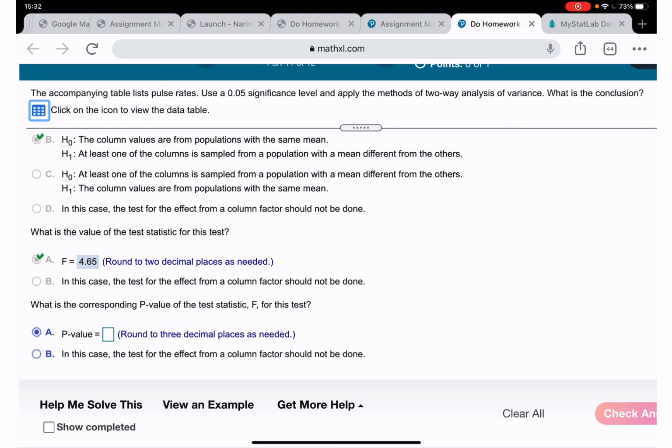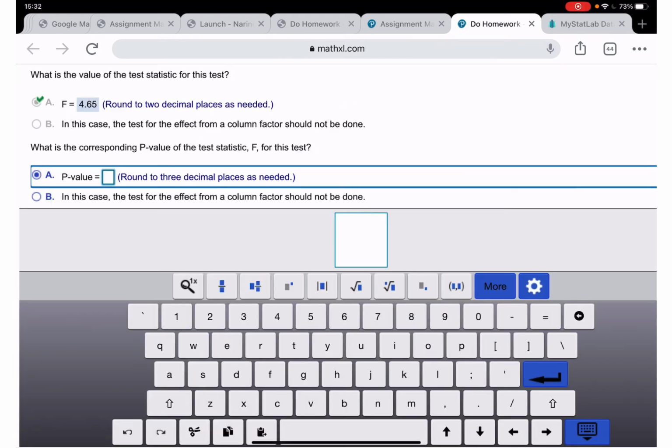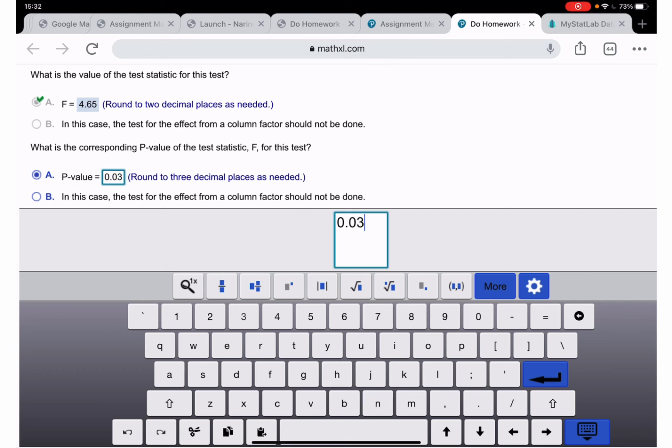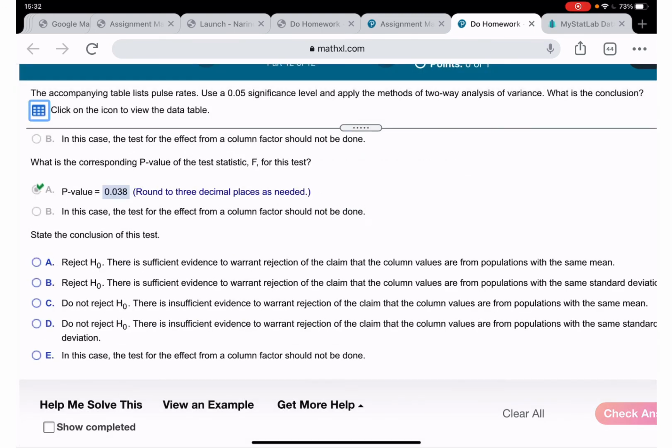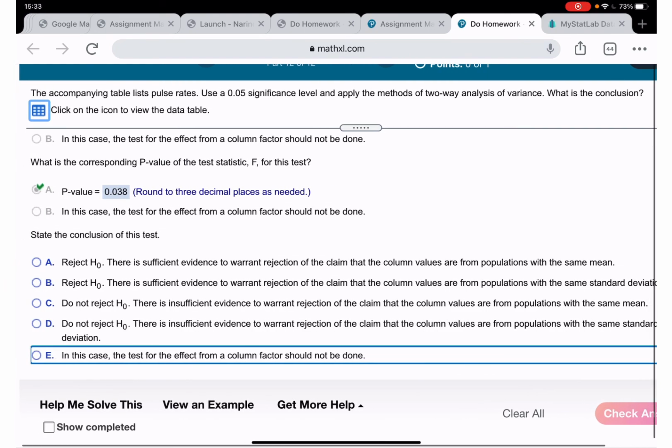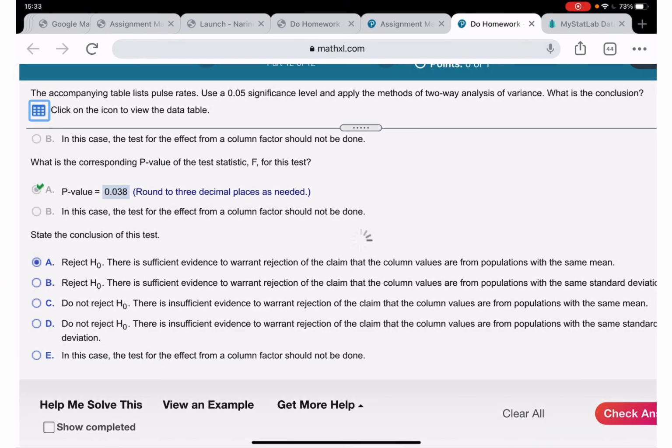Three decimals, 0.038. Okay. And now we need to draw a conclusion. Our p-value 0.038 is less than 0.05, so we reject the null hypothesis, and we need to support that rejection. So it's either A or B. Let's see which one supports rejection. Sufficient evidence to warrant rejection of the claim that the column values are from the same mean and the other standard deviation. No, we are looking at the mean, right? Same mean or not same mean interaction.